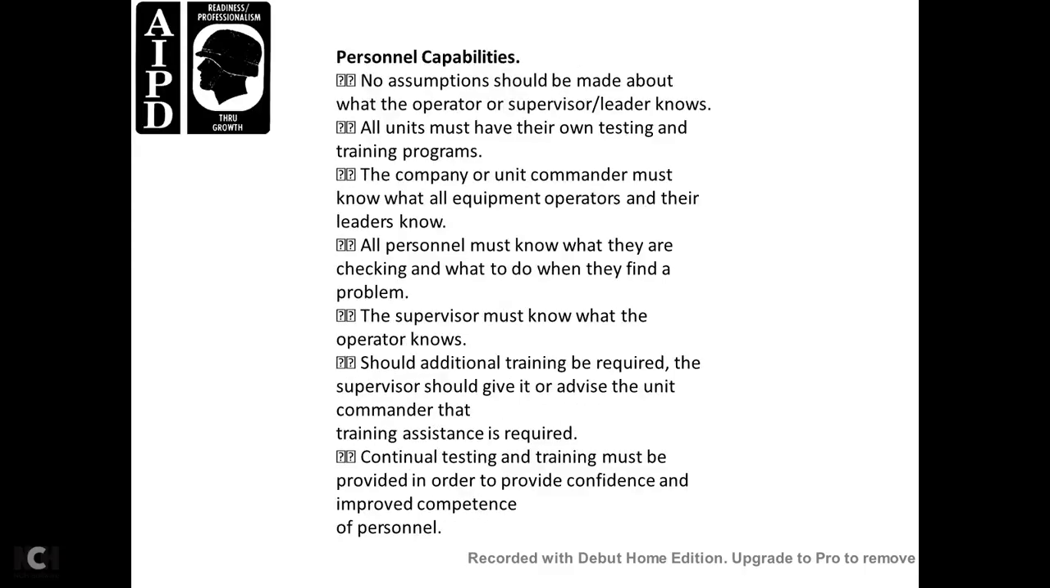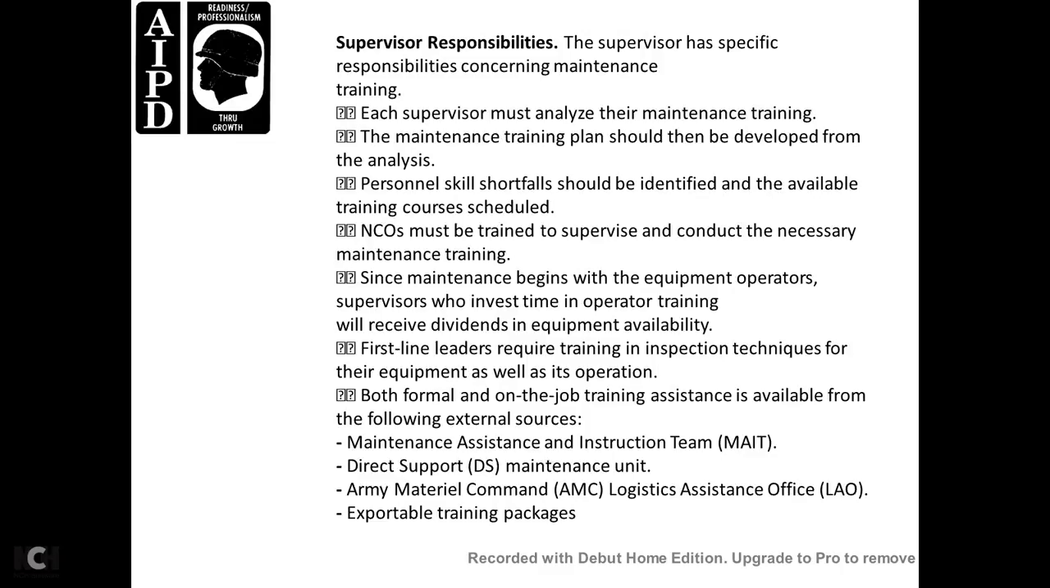Personnel capabilities: no assumption should be made about what the operator or supervisor leader knows. All units must have their own testing and training programs. The company and unit commander must know what all the equipment operators and their leaders know. All personnel must know what they are checking and what to do when they find a problem. The supervisor must know what the operator knows. If additional training is required, the supervisor should give advice on resources in the unit for the training assistance required. Continual testing and training must be provided in order to build confidence and prove the competency of the personnel.